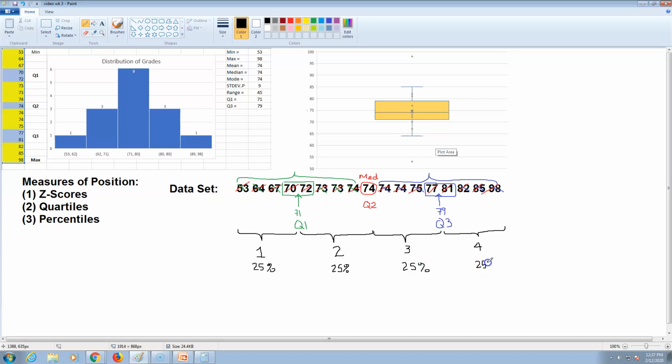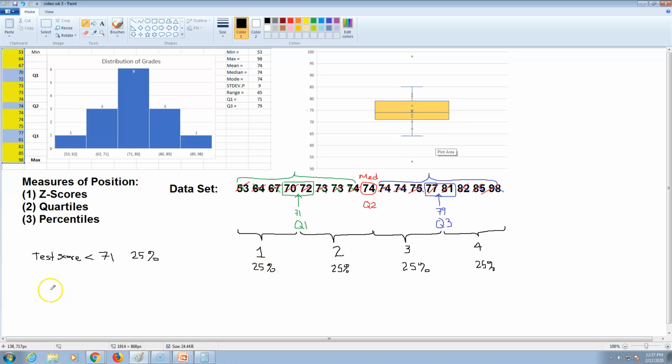So if I ask you a question like the following: what percent of the students got a test score that was less than 71? Now you can answer the question. 25% of all the students scored less than 71. How do I know that? Because 71 is the end of my first quartile, and the first quartile is 25%.